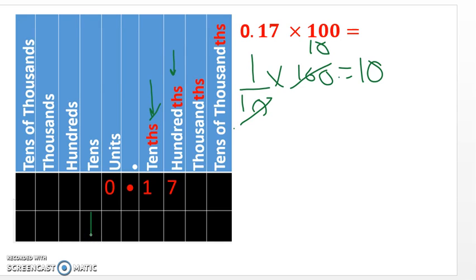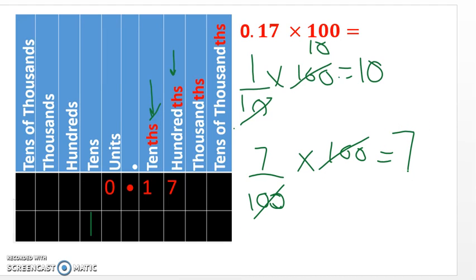Okay, so I'll put a 1 in the tens column. I've got 7/100ths, and I want to times by 100. The hundreds will cancel, and I'll be left with 7 units.